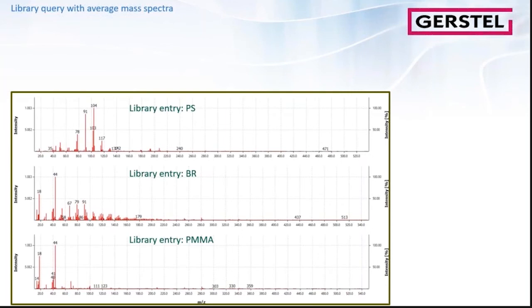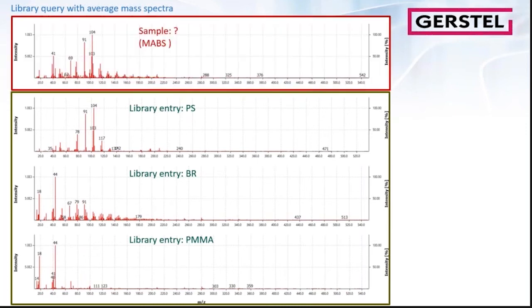How this can work, I want to show with this slide. So how is the library query done with this average mass spectra approach? First, this could be a library, so library entries for polystyrene, polybutadiene rubber, and polymethacrylate. And let's say this is the sample. Sample is unknown, but I know it was MABS, the first example, the first chromatogram I showed you here, represented as an average mass spectrum.